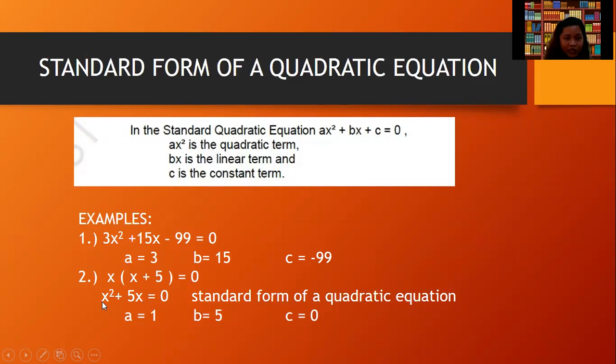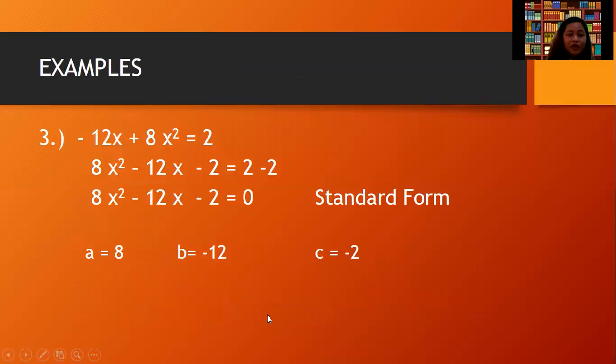So our quadratic term here is x squared. What is our numerical coefficient of x squared here? So if in this case, you cannot see a numerical coefficient, therefore, our numerical coefficient is 1. So therefore, a here is 1. Our b is 5, the linear term, and our c is 0.